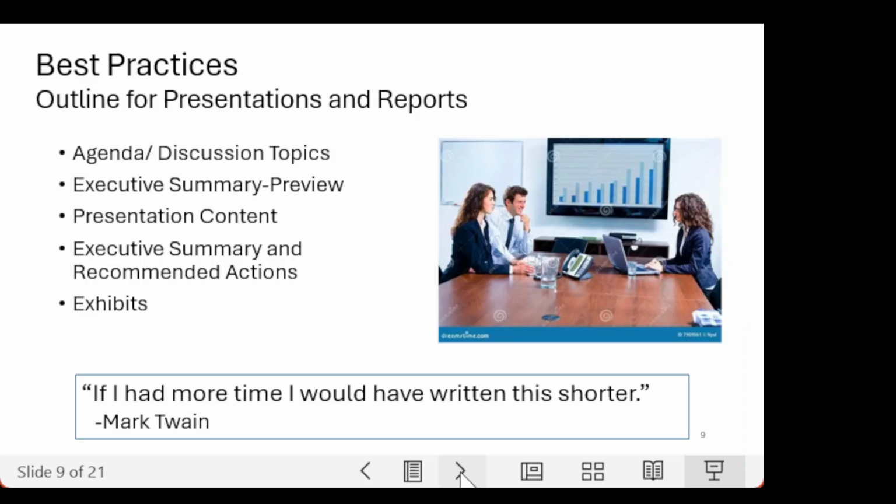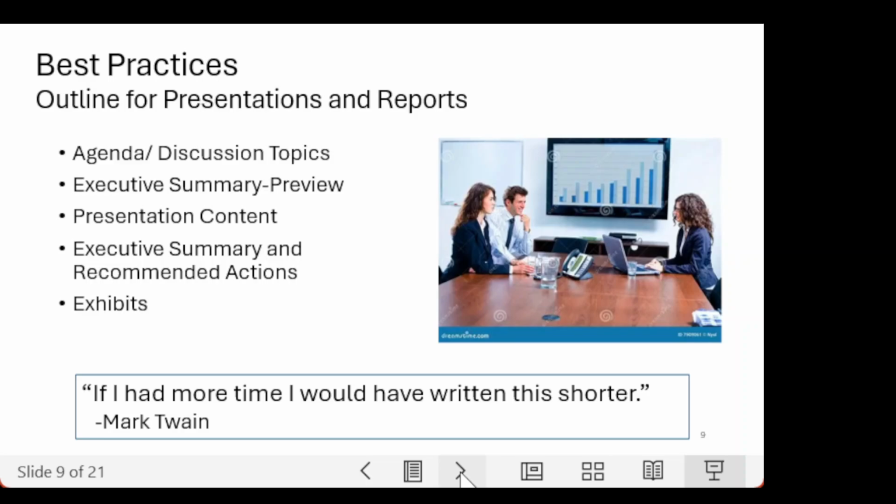I don't include extraneous material. We'll pull that down, detailed spreadsheets, pull that down and put it in exhibits. Executive summary and recommended actions. Again, it will summarize the key points, the key takeaways, outline the recommended actions, perhaps some alternatives, and then open up for conversation. And again, a quote by Mark Twain here that rings true as well.